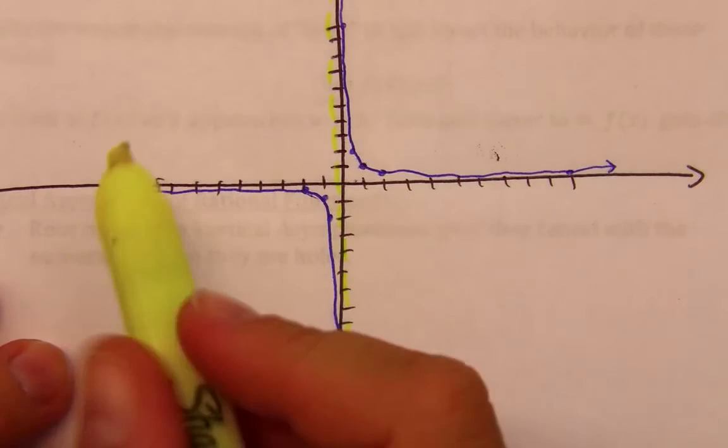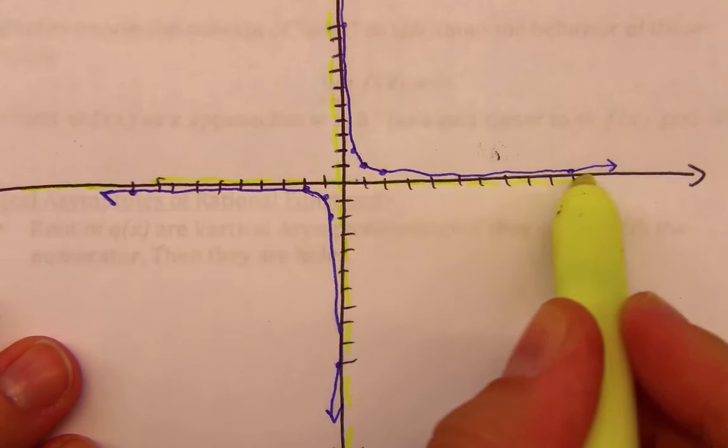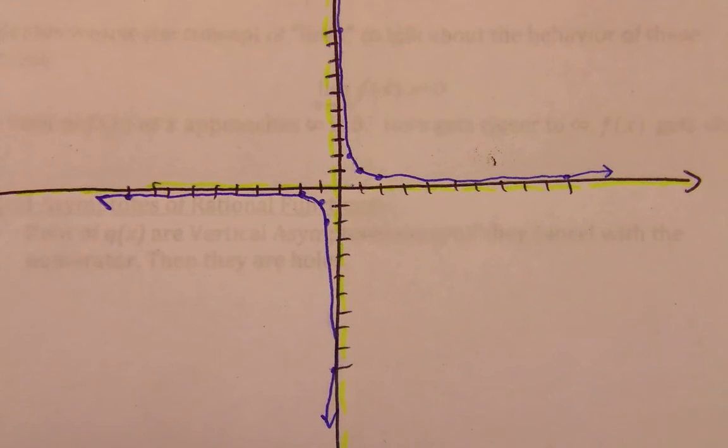Okay, so again, we also have a horizontal asymptote here. My graph is getting really, really close to the x-axis, but it's not actually touching it.